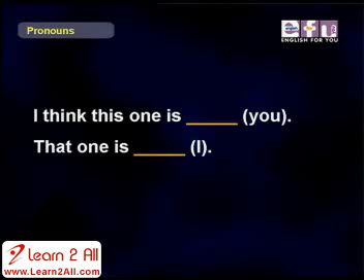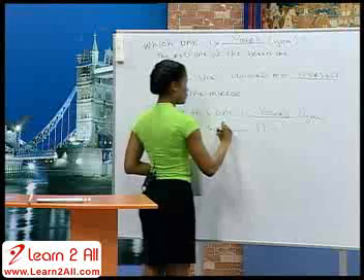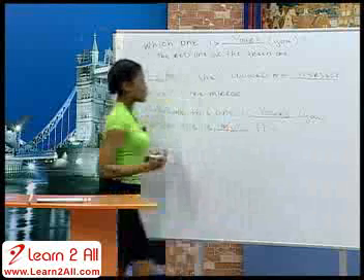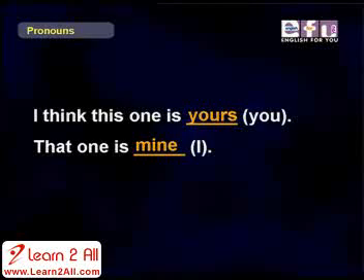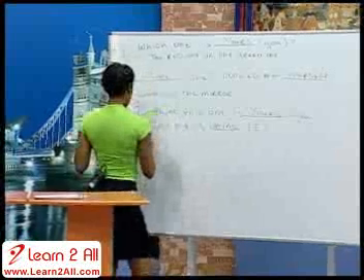Anna, this one's for you. I think this one is, your clue is you. That one is, second clue is I. Anna: I think this one is yours. All right. That one is mine. Very good. I think this one is yours. That one is mine.